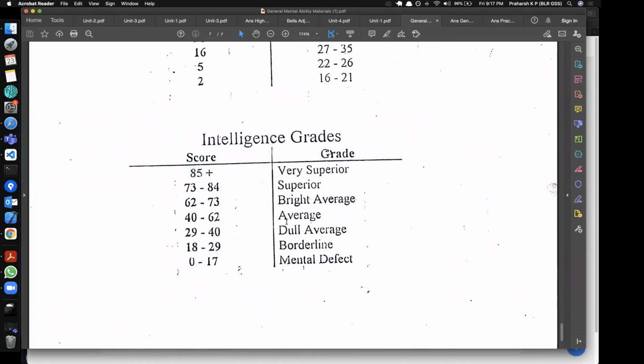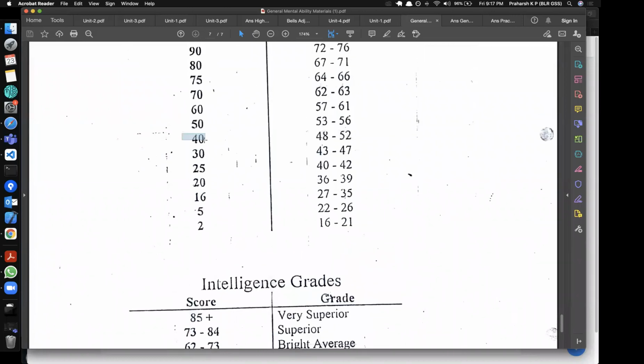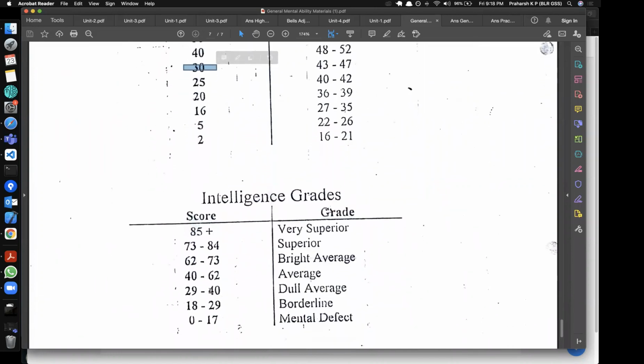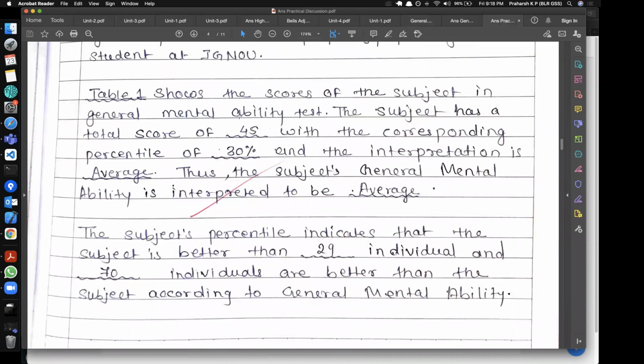So he is average, and 45 here is in this bandwidth. That means 30 percentile of people are below him, and since he is 45, he falls into which category, which grade? Average, correct? Yes, thank you. So his score is 45, 30 percentile is his percentile score, and his interpretation is average. Thus the subject's general mental ability is interpreted to be average.